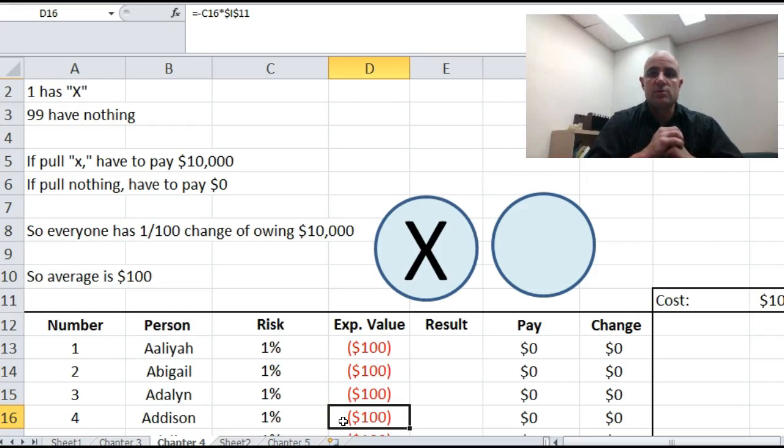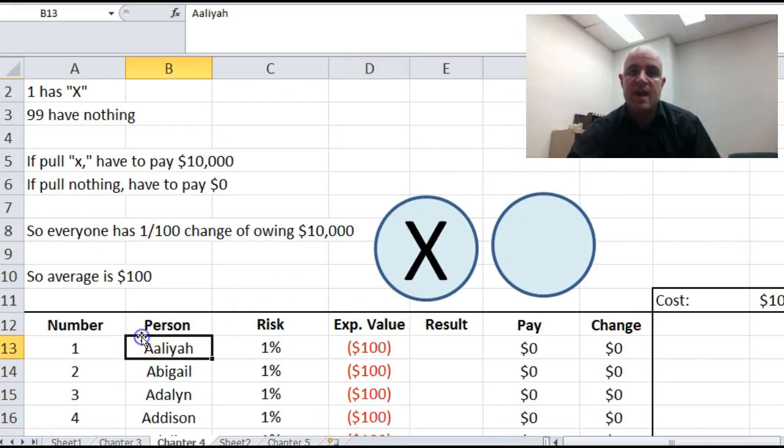And so we go through, and Aaliyah pulls out the ping pong ball. Nothing on it. Abigail, ping pong ball. Nothing on it. Adeline, ping pong ball. Nothing on it. And by the way, I did a search of the top 100 baby names, something like that. So Addison pulls out a ping pong ball. Uh-oh. Addison got the X.